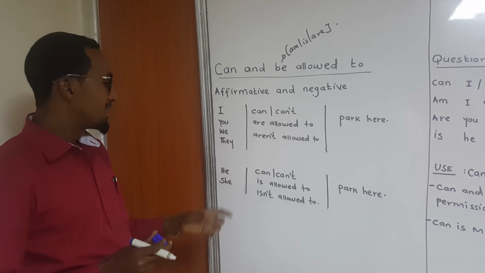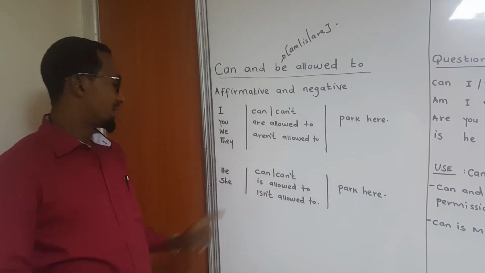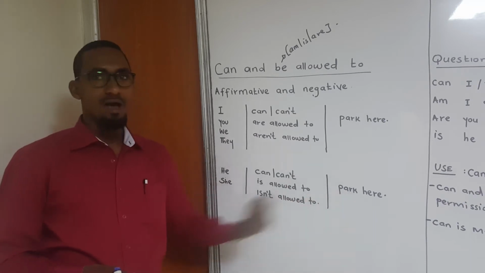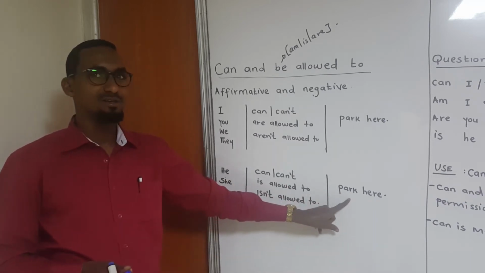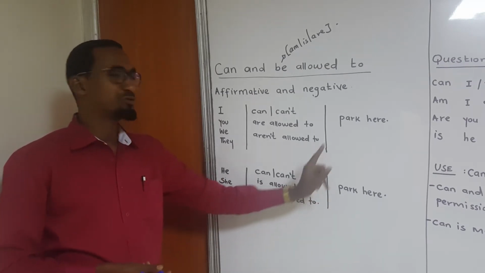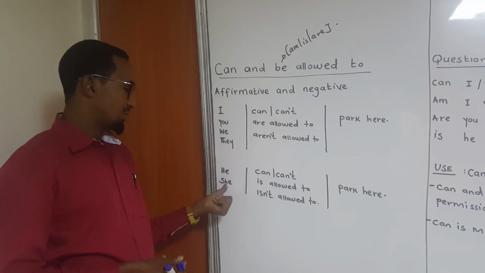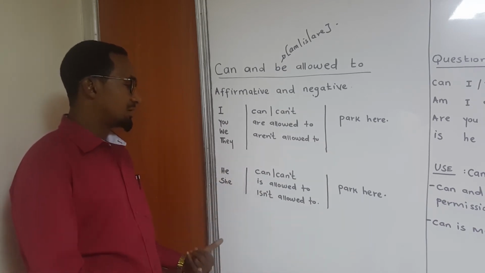He can say, he can park here. The negative, he can't park here. He is allowed to park here. You see? He's allowed to park here. He isn't allowed to park here. Similarly, you can use, she's allowed to park here. She isn't allowed to park here.